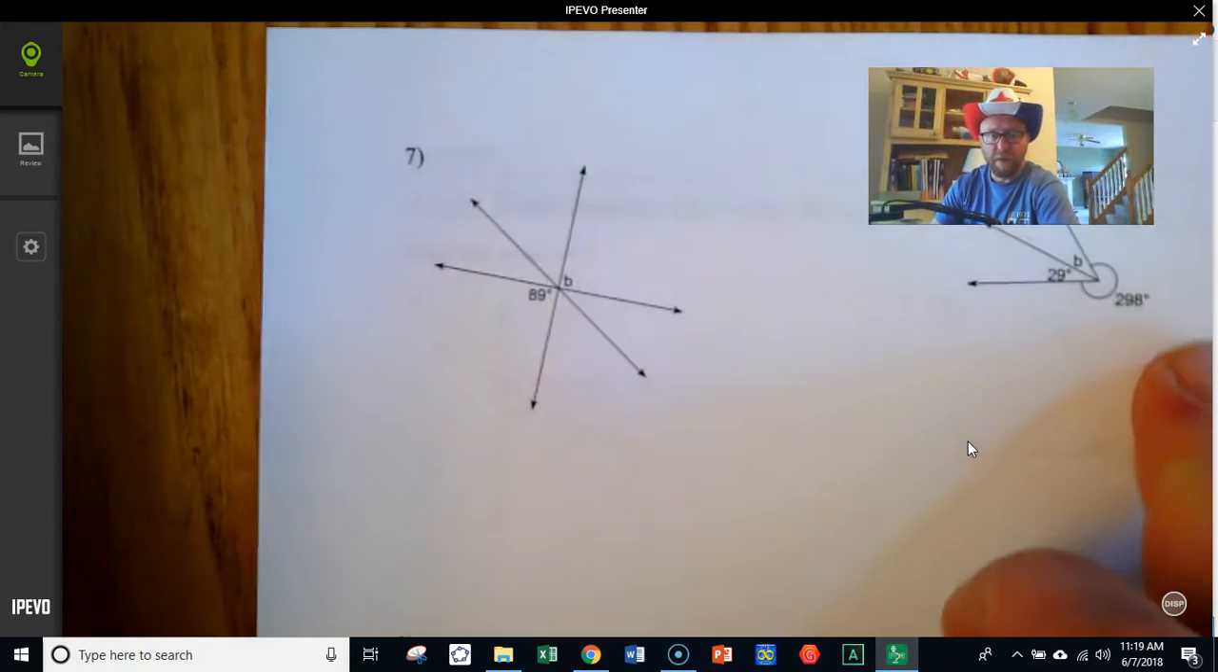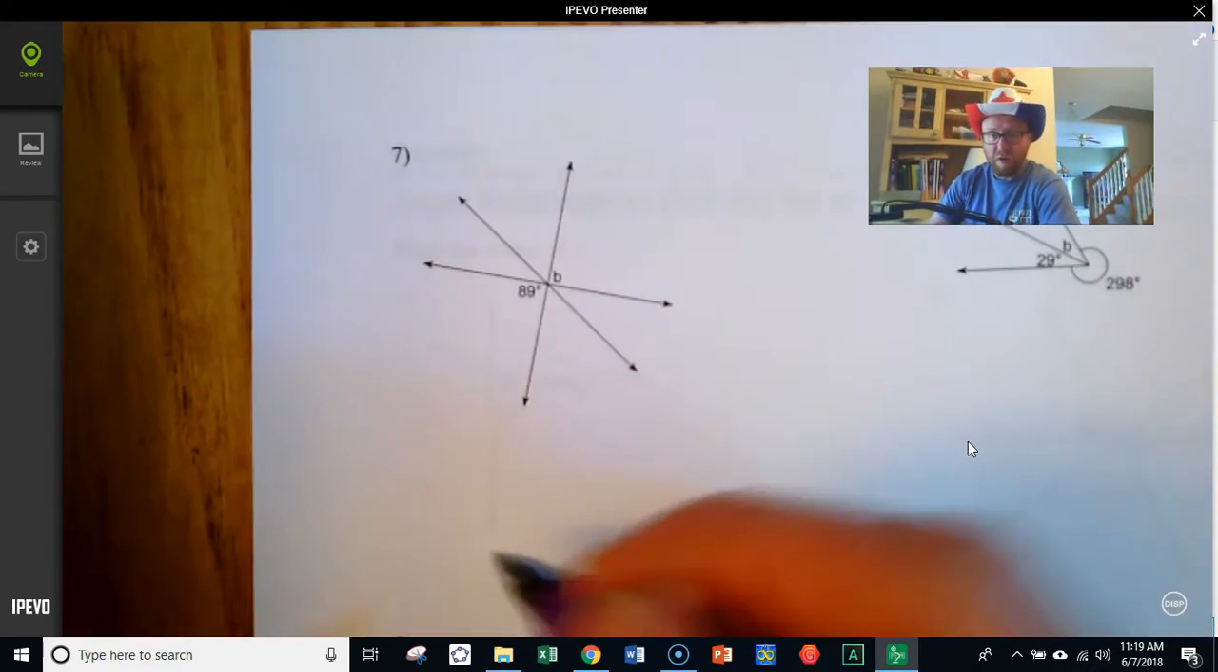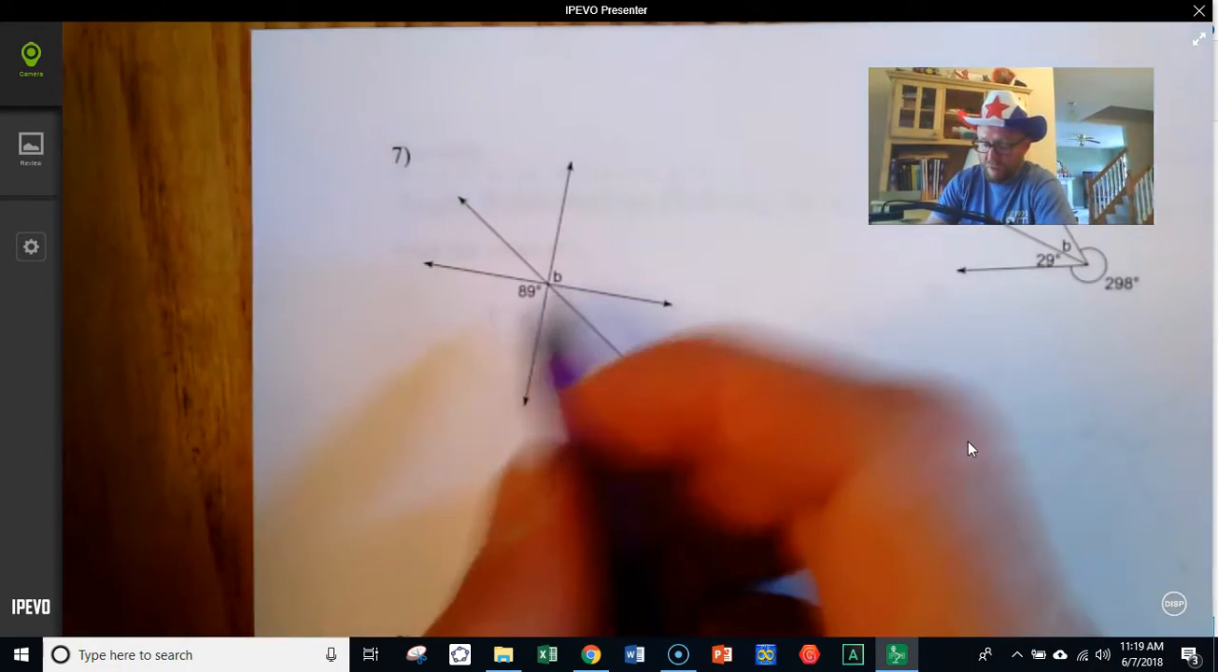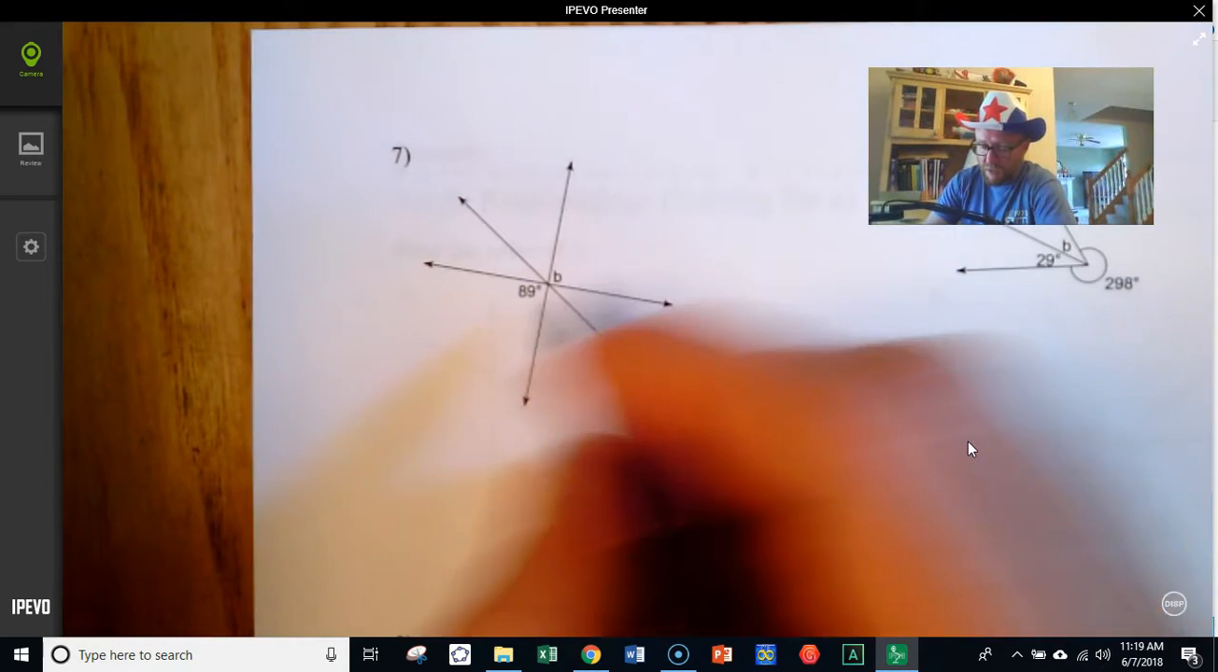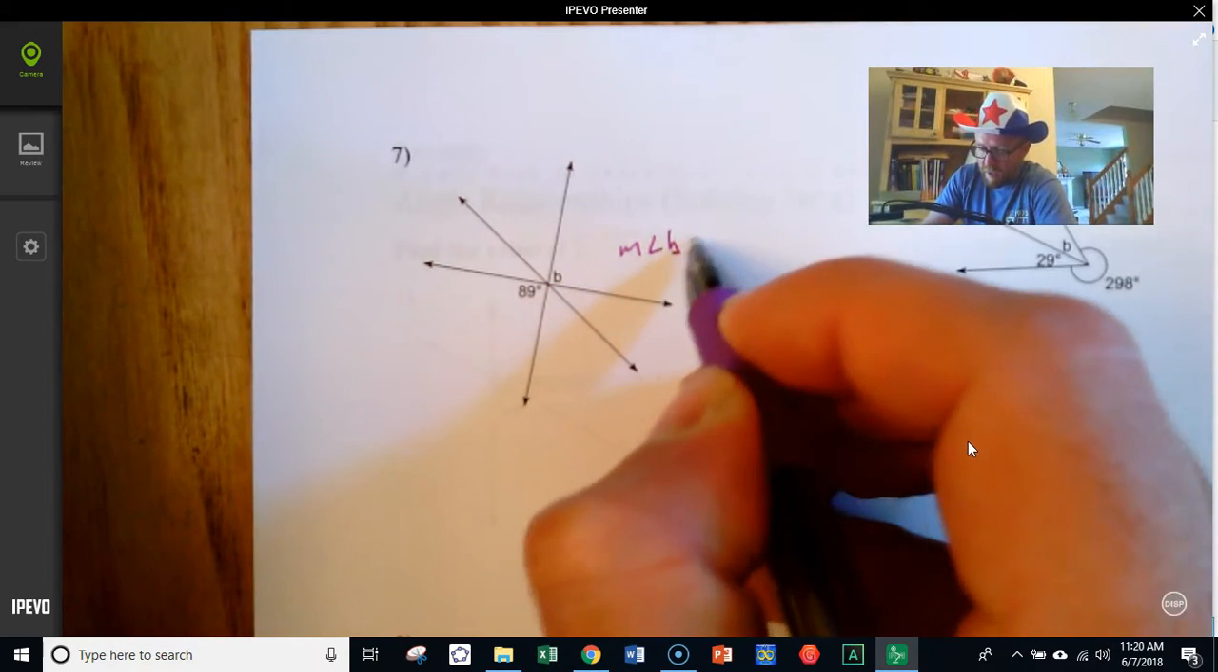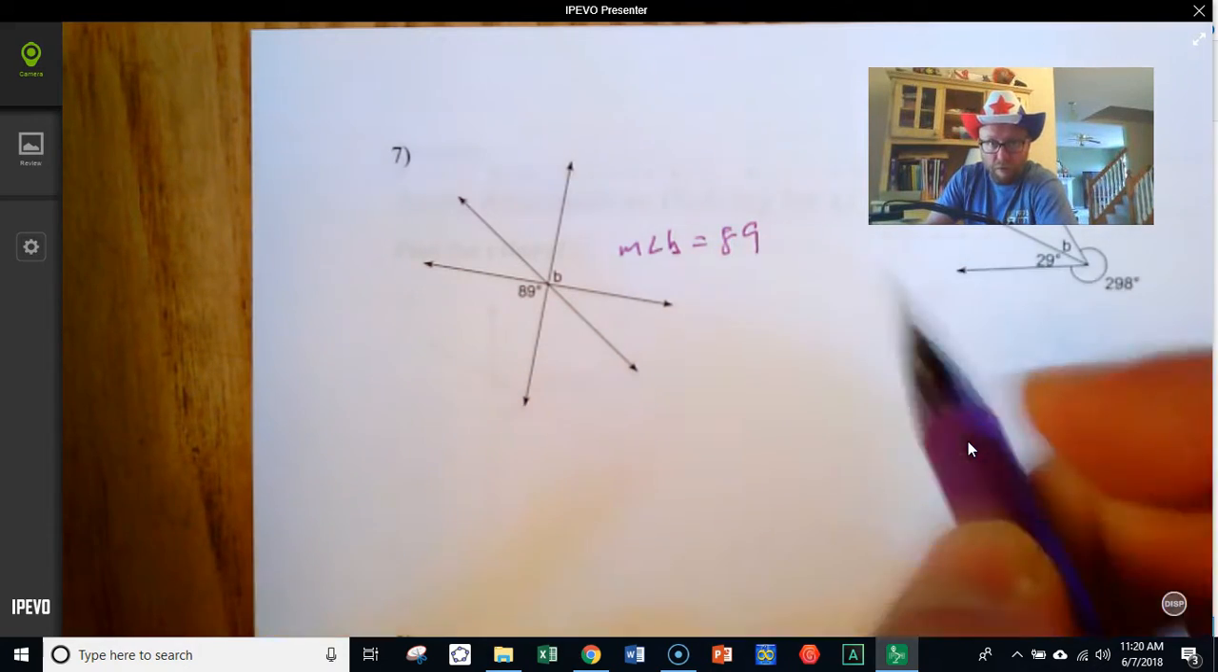All right, here, B and the angle across from it, you can see they're vertical angles because there's that X shape in between them. So the measure of angle B is the same as the one across from it, or 89 degrees.